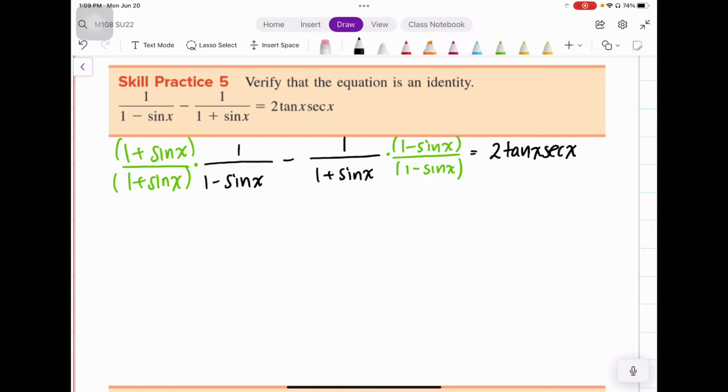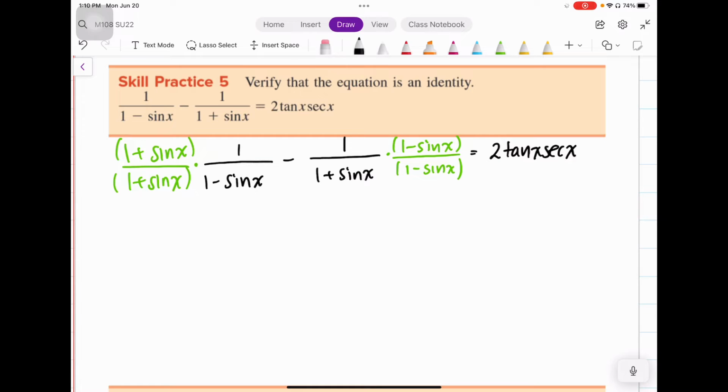Remember when we had instructions as to how to verify identities and work through things, you typically wanted to work with one side rather than both sides, and you want to work with the more complicated side, with the right-hand side being your goal, or the easier side being your goal. So the left-hand side looked more complicated to me because I can find a common denominator. I think it would be more difficult to split up the tangent and secant and turn it into a fraction than it would be to work with the left side to get to the right side.